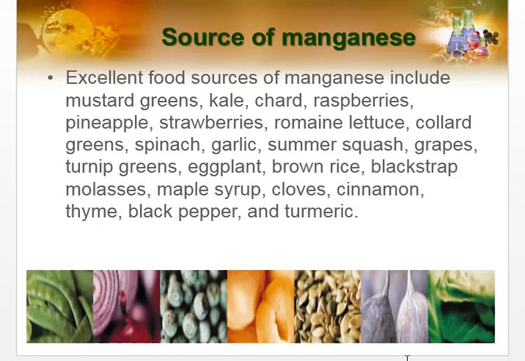Sources of manganese. Excellent food sources of manganese include mustard greens, kale, chard, raspberries, and other foods or vegetables that contain manganese. For example, cinnamon, thyme, black pepper, and turmeric. Which fruits, grapes, for example, contain manganese.